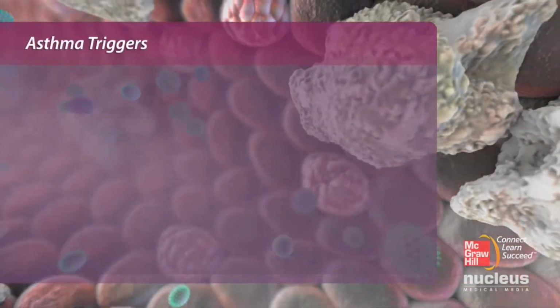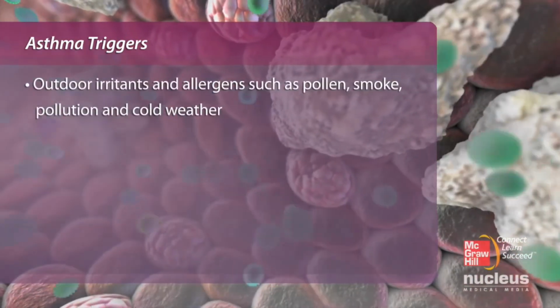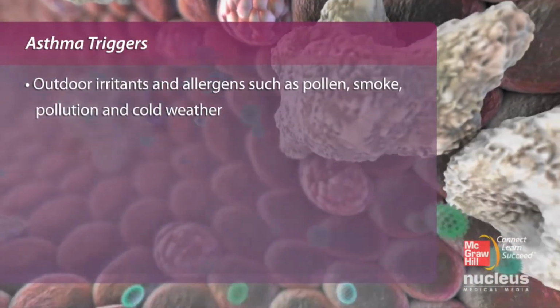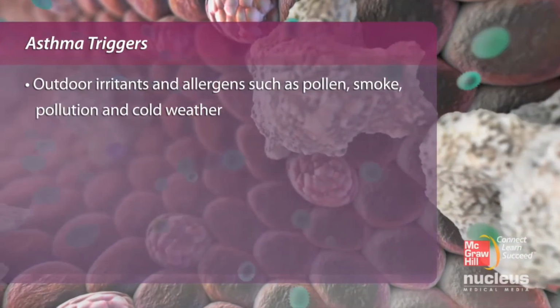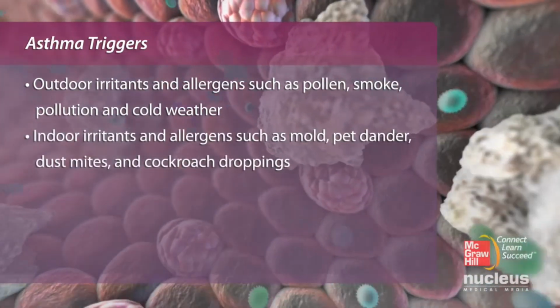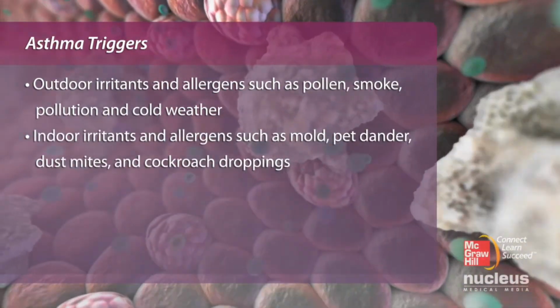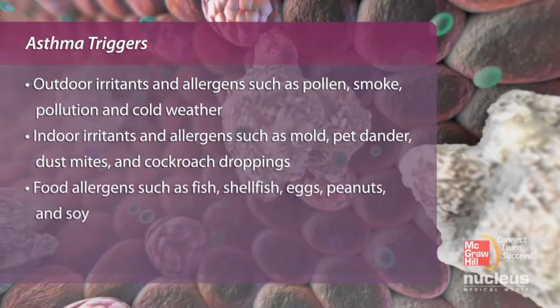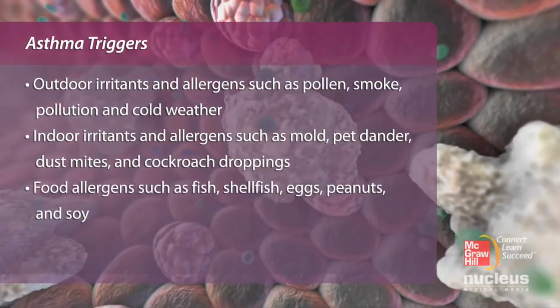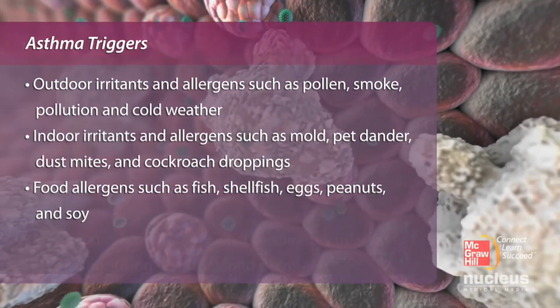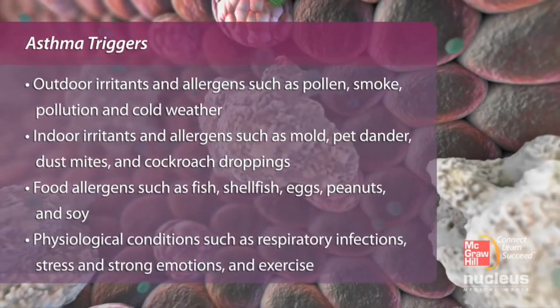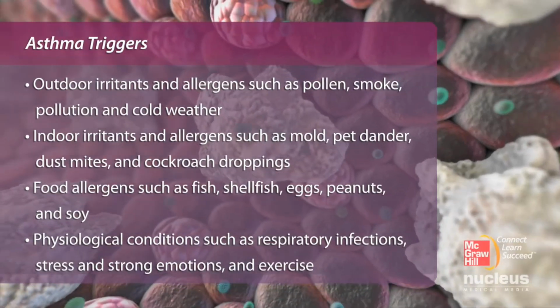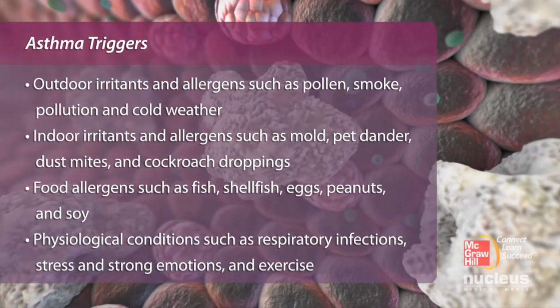Asthma triggers include outdoor irritants and allergens such as pollen, smoke, pollution, and cold weather. Indoor irritants and allergens such as mold, pet dander, dust mites, and cockroach droppings. Food allergens such as fish, shellfish, eggs, peanuts, and soy. Physiological conditions such as respiratory infections, stress and strong emotions, and exercise.